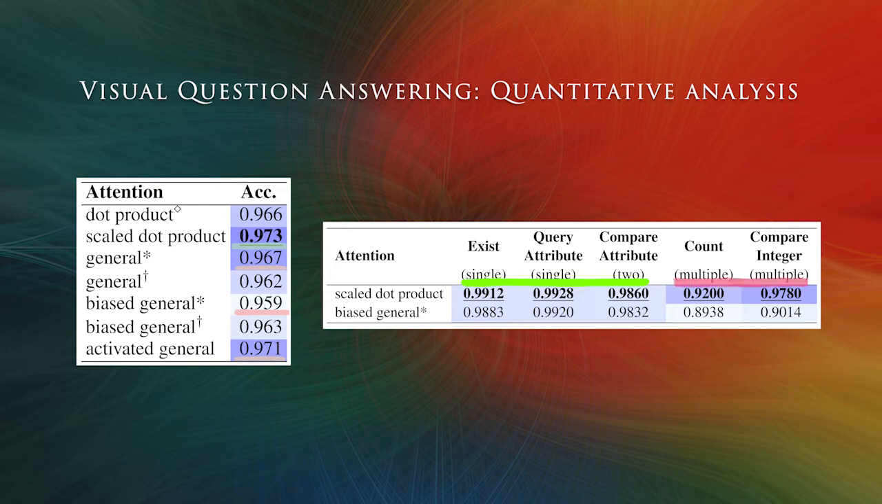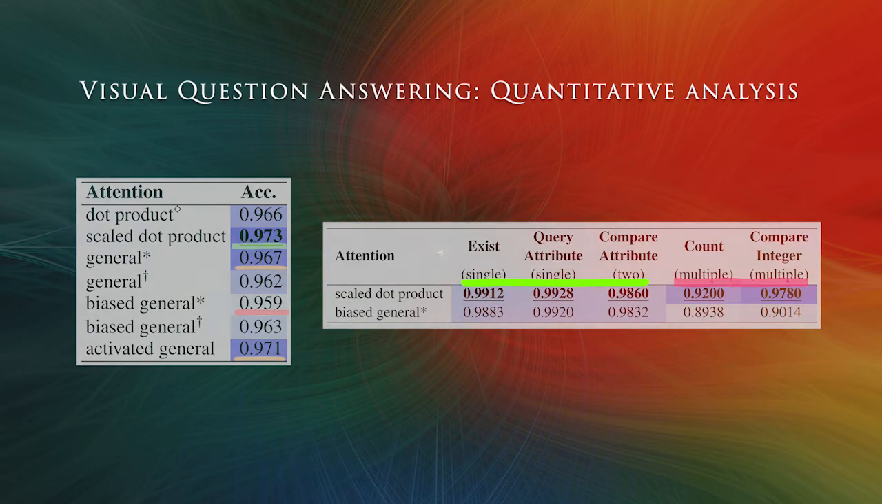However, the count and compare integer questions are challenging to answer, as the models need to learn how to align multiple objects to one noun phrase. In this case, scaled dot product attention always works better than biased general attention. It suggests that scaled dot product attention can learn more accurate alignment between image regions and question words.